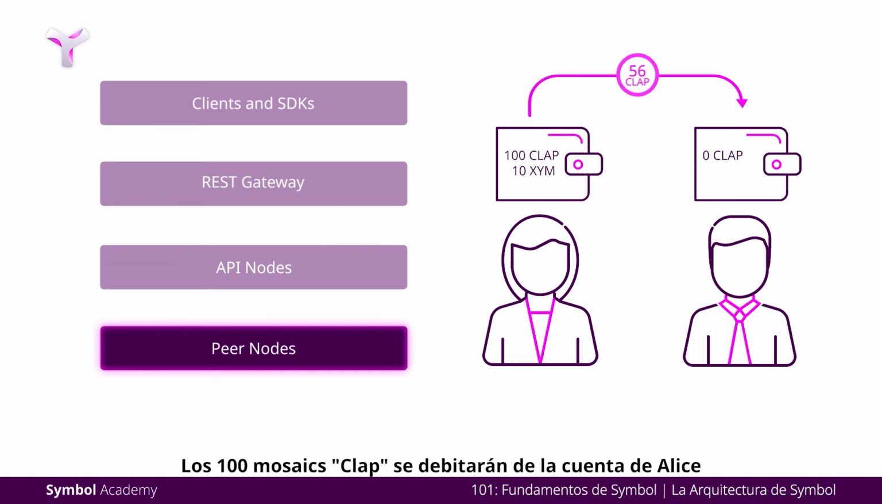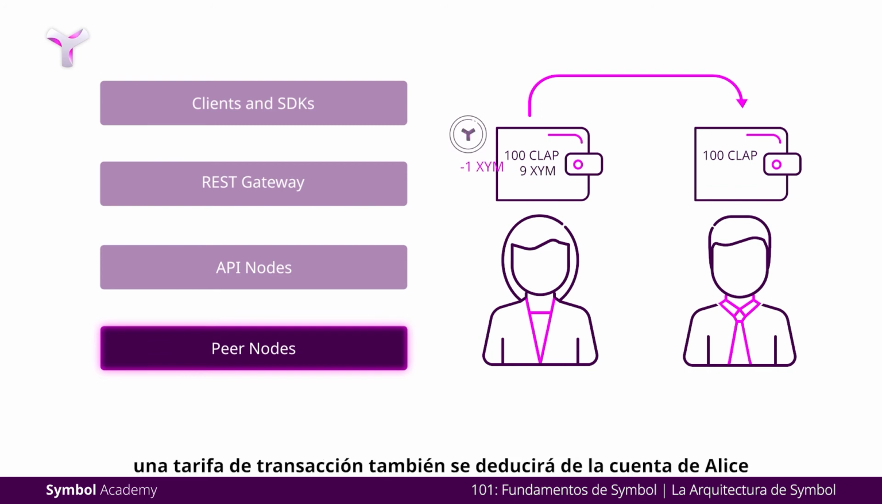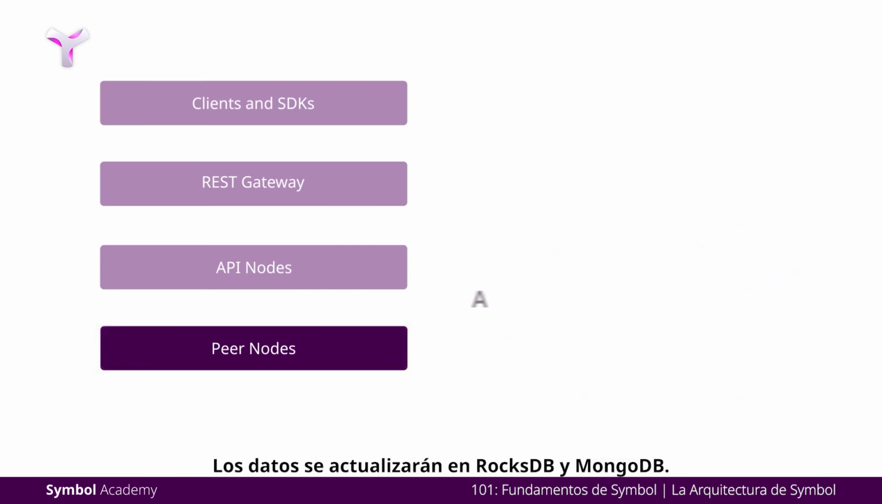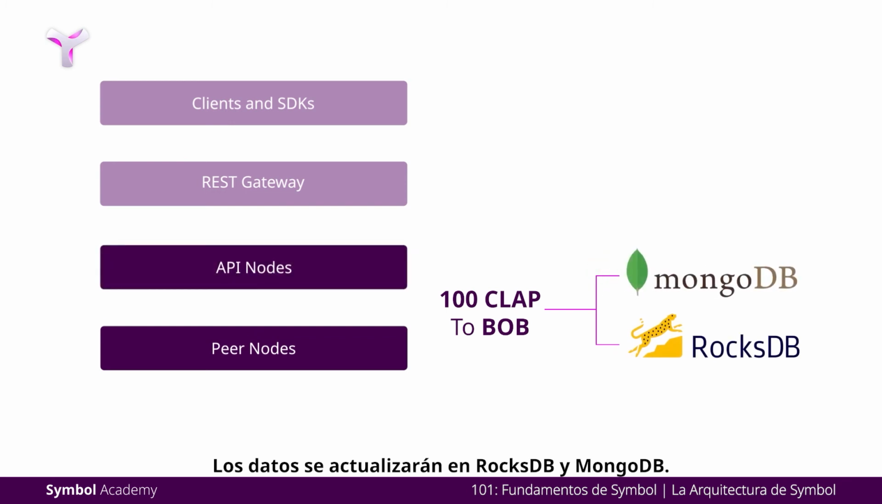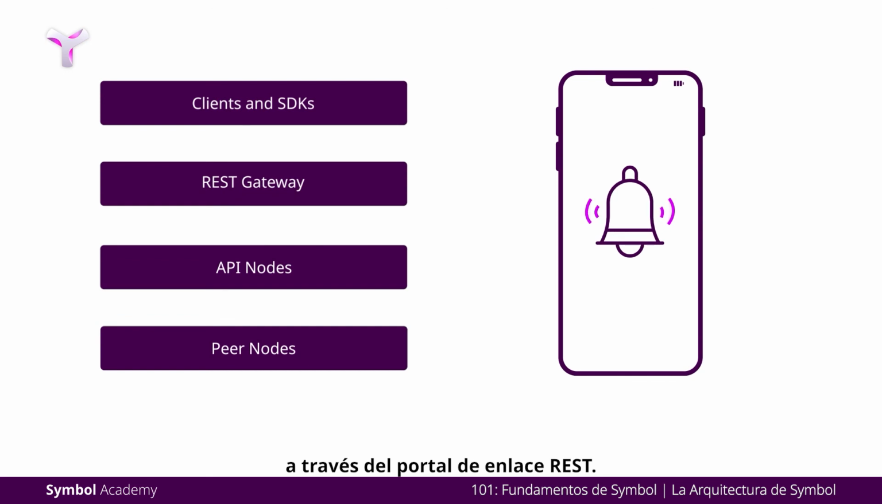The 100 clap mosaics will be debited from Alice's account and credited to Bob's account. In addition to the 100 clap mosaics, a transaction fee will also be deducted from Alice's account and rewarded to the validator for processing the transaction. The data will then be updated in RocksDB and MongoDB. The wallet app will be notified via REST gateway. The transaction is now considered confirmed.